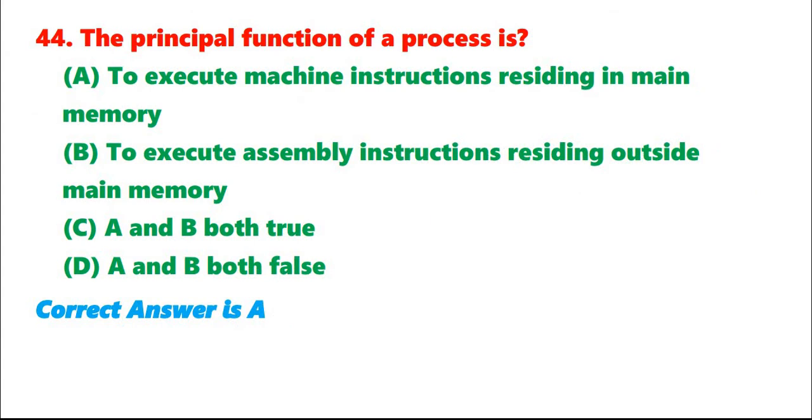44. The principal function of a process is: A. To execute machine instructions residing in main memory. B. To execute assembly instructions residing outside main memory. C. A and B both true. D. A and B both false. Correct answer is A.